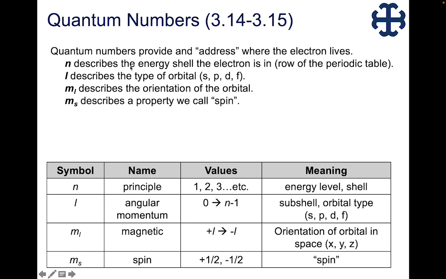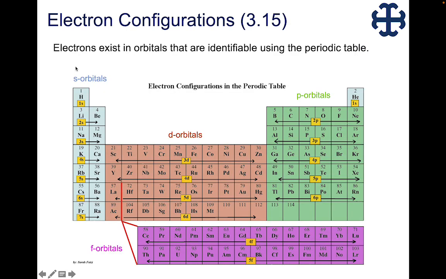N, again, describes the energy shell. Most of the time that is the row on the periodic table until we get to our d elements again, so that middle block there. And then L describes the type of orbital. And so N will always be 1, 2, 3, 4, and then L will be N minus 1 all the way to 0. And so, for example, say we have a 3D element like this right here.